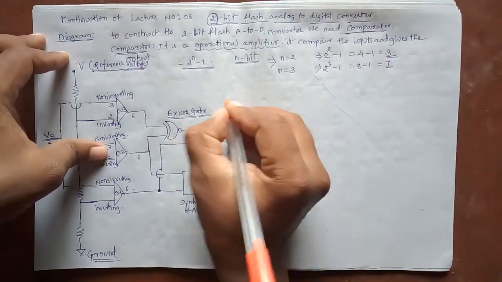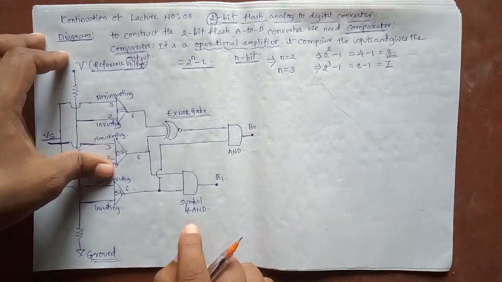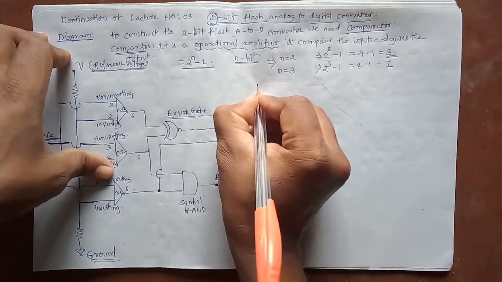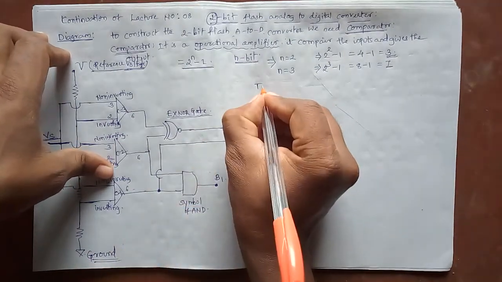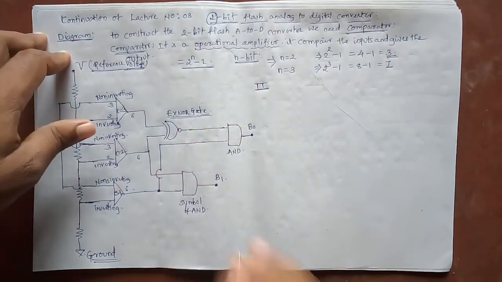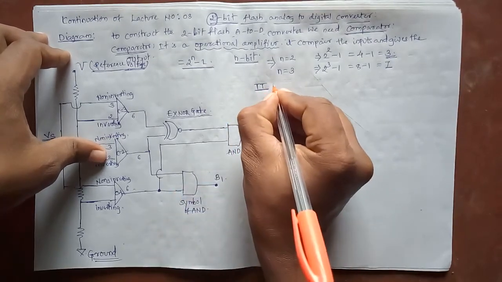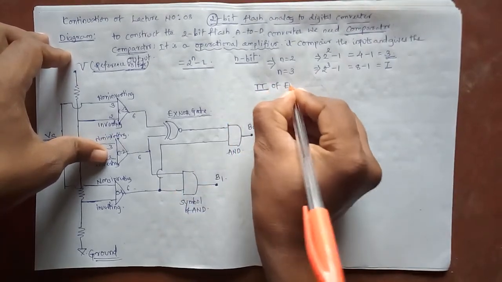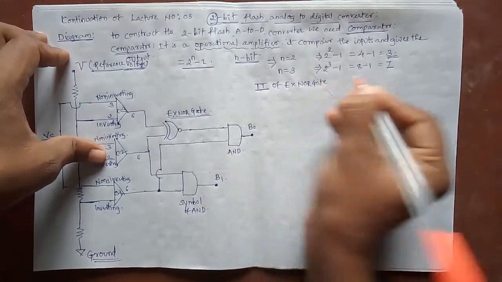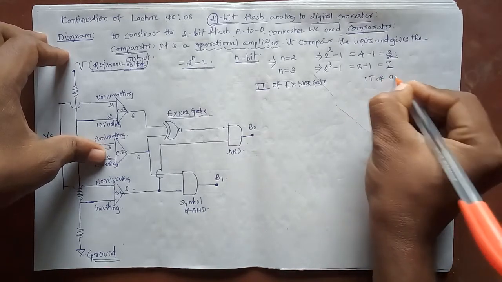I require some points, that is the truth table for the XNOR gate and the truth table for the AND gate. I take the truth tables before going to the working, and it is very essential to our explanation. That is the truth table of the XNOR gate and the truth table of the AND gate.